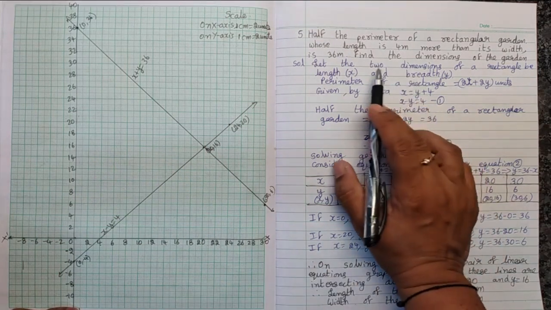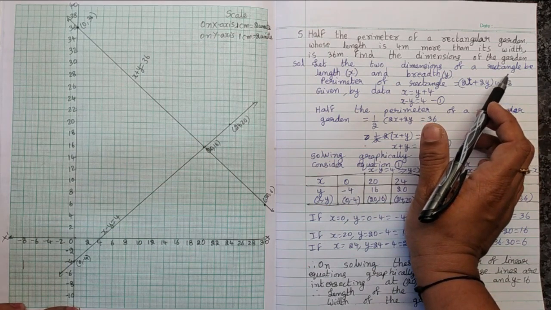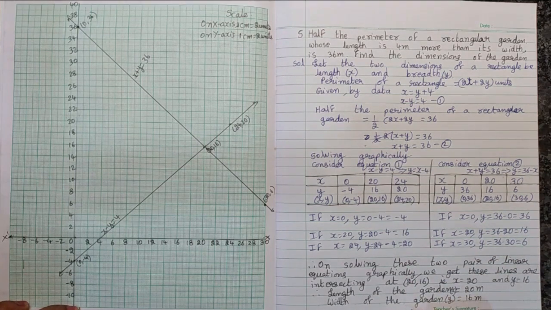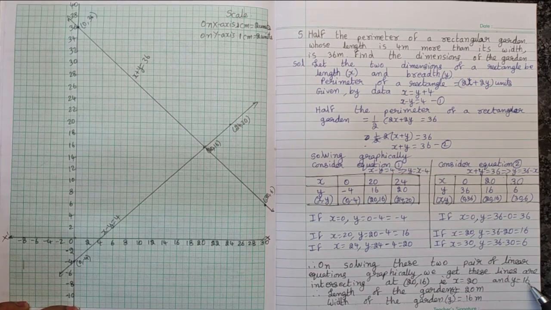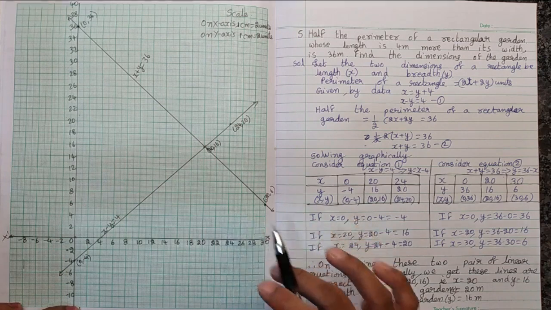But in our problem, they asked us the dimensions of the garden. So we have assumed the dimensions as length and breadth. Length as x and breadth as y. So therefore, on solving these two linear equations graphically, we get these lines intersecting at (20, 16). That is x is equal to 20 and y is equal to 16. Therefore, the length of the garden is 20 meters and the width of the garden is 16 meters. Okay, children, plot this graph carefully.